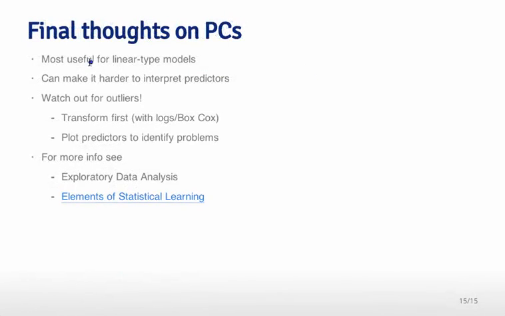So this is most useful for linear type models. This includes linear discriminant analysis, linear and generalized linear regression, things like that. It can make it a little bit harder to interpret the predictors. In the case where I only had two variables, it was just the sum and the difference of those variables. It was very easy to predict what that meant. In general, though, if you do principal components on a large number of quantitative variables, each principal component might be quite a complex weighted sum of the variables you've observed, and so it can be very hard to interpret.